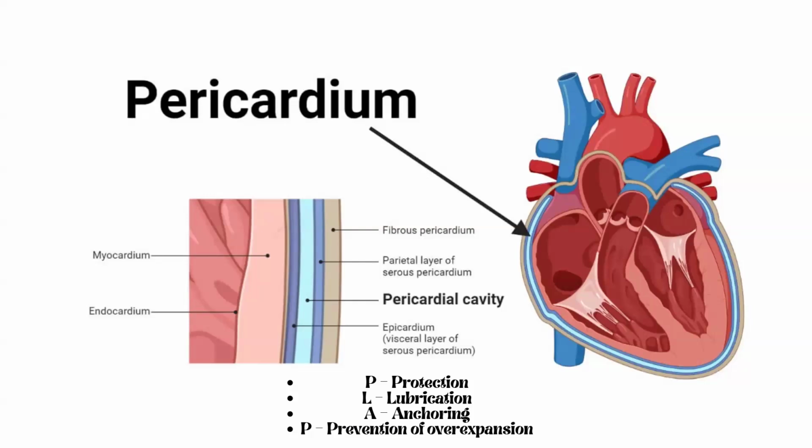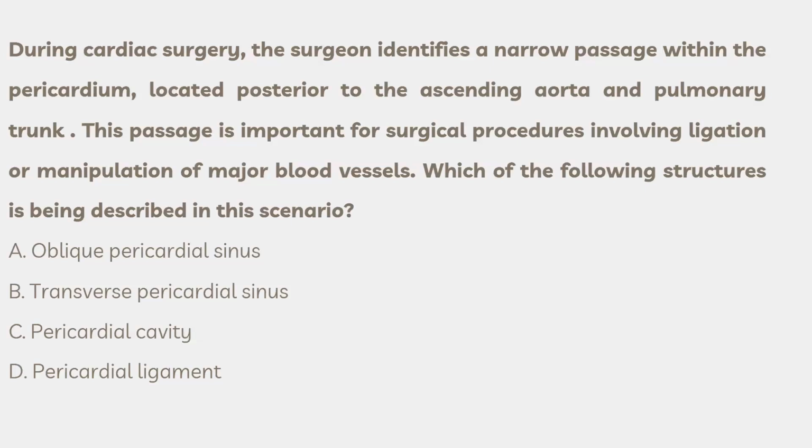Why does it do that? It basically reduces the endomyocardial tension of the heart. Protection: it protects it from other structures surrounding it, like the sternum or other mediastinal structures. It provides lubrication, so it prevents any adhesion or friction between it and other structures. And it acts as an anchor also and helps the heart stay in its right position, preventing it from moving anywhere. So those are the four functions. You guys could use this acronym if you want to. Let's move on.